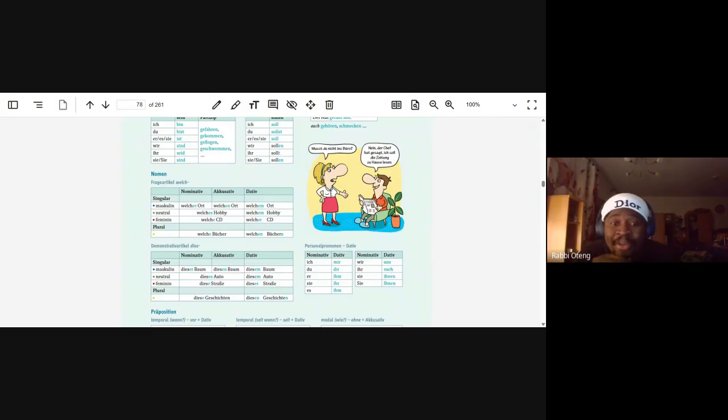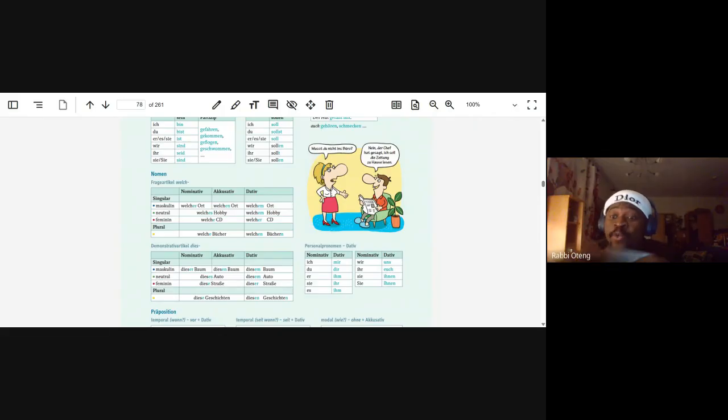So we learned about Nomen. We already know our nouns, the genders, and the cases: nominative, accusative, and dative. But then we have the Frageartikel, which is welche. We use it like a definite article. All these articles. The first one is the Frageartikel. Frage means question article. So sometimes here is das Handy. I am sure of this phone. Okay, it's das Handy.